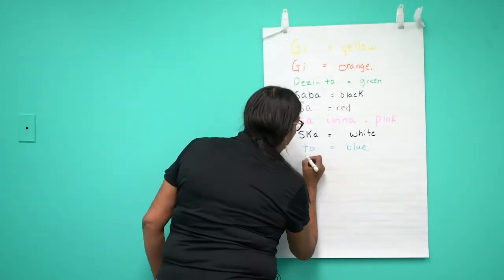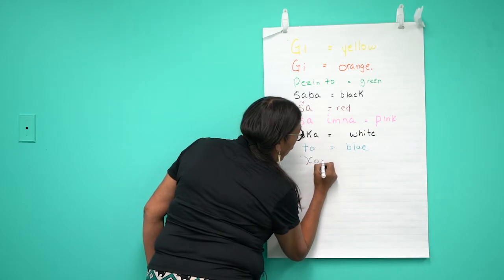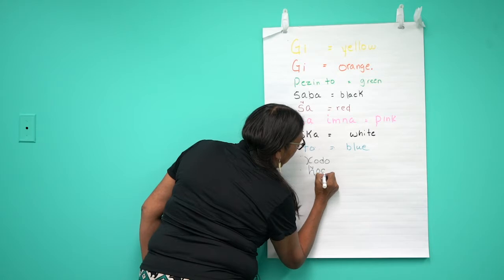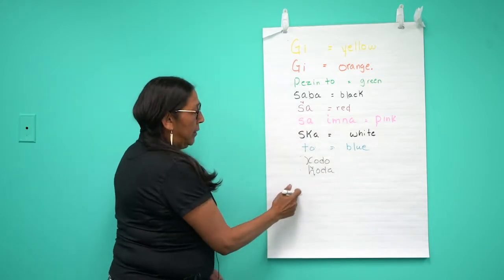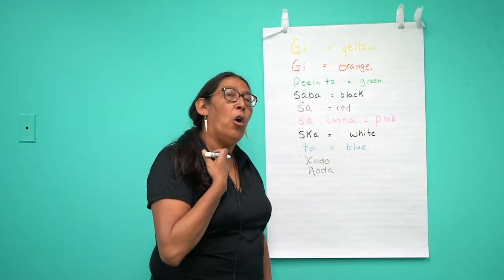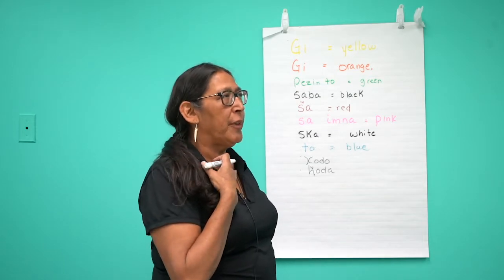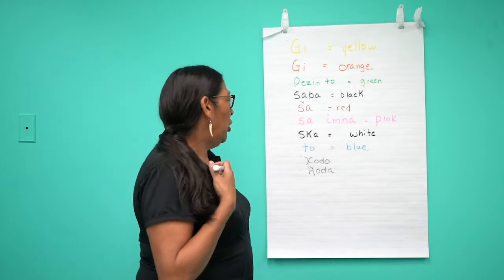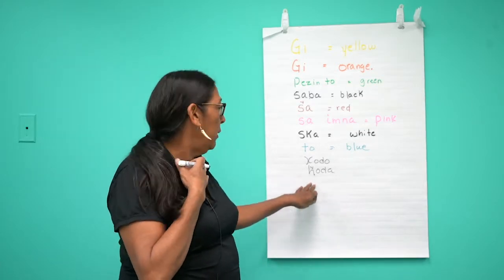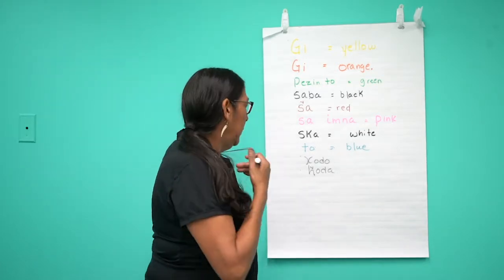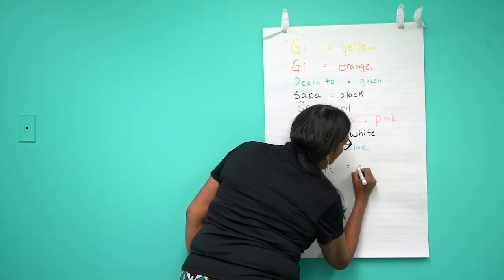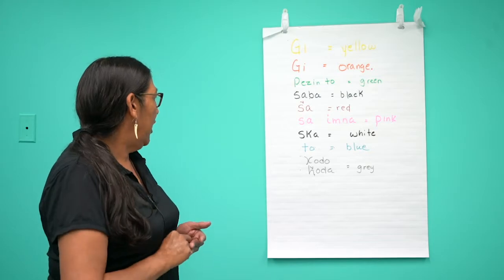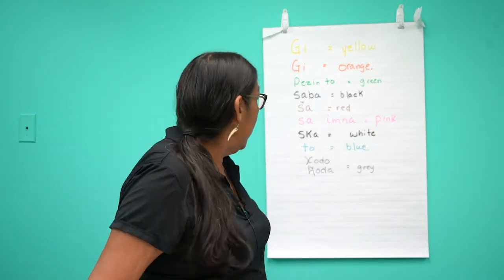Now we have Hoda. The X and the H make the same sound. That's that Hoda, like you're clearing your throat to spit or something. Not so harsh though. You go Hoda. And that is gray. Wamni Hoda Wamnaga. I saw a gray eagle.